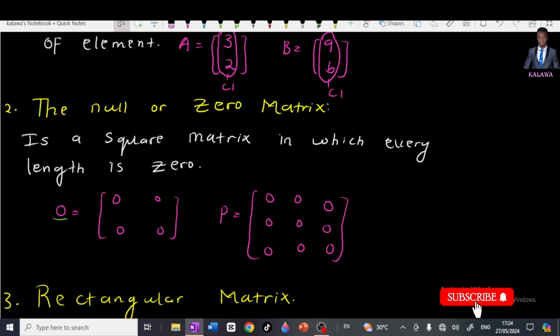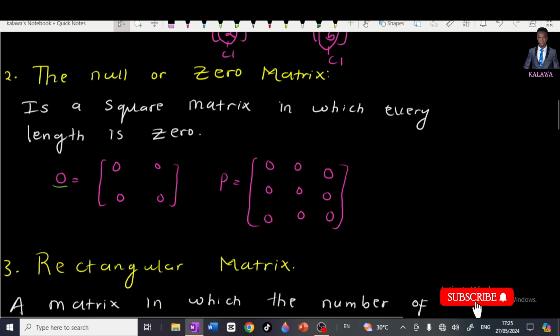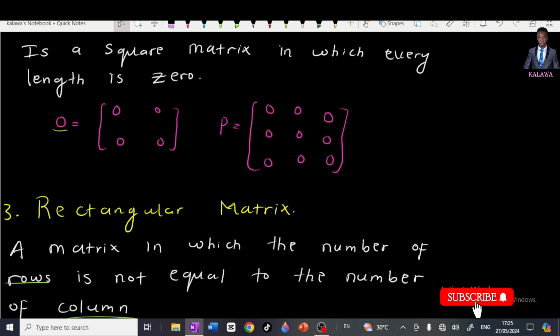Sometimes you may solve a matrix problem and arrive at an answer, and then they ask you what type of matrix this is. That's why the types of matrix are very important to take note of. Whenever you solve a matrix question and you arrive at 0 in all the elements or members there, then you can call that a zero matrix or null matrix. That type of matrix is known as a zero matrix.